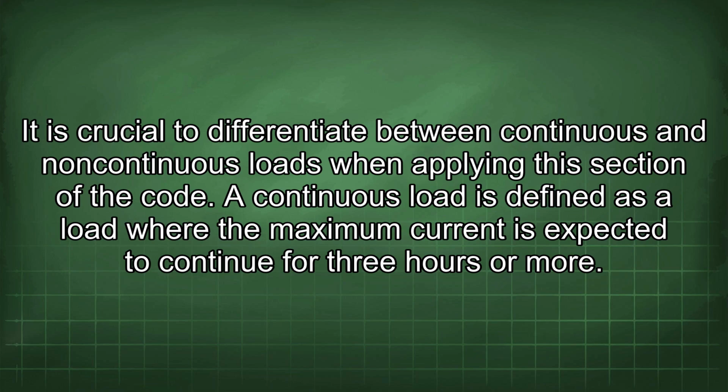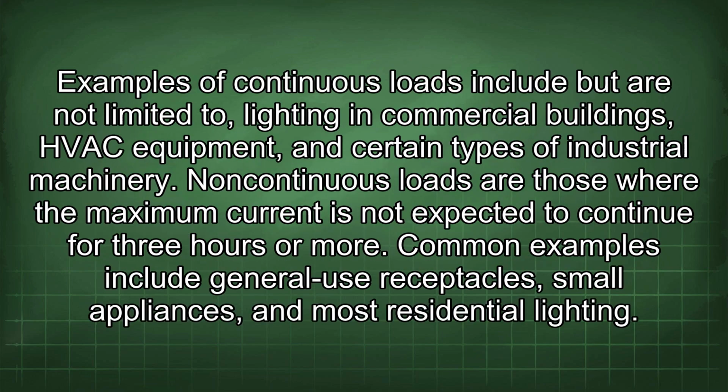A continuous load is defined as a load where the maximum current is expected to continue for 3 hours or more. Examples of continuous loads include but are not limited to lighting in commercial buildings, HVAC equipment, and certain types of industrial machinery. Non-continuous loads are those where the maximum current is not expected to continue for 3 hours or more. Common examples include general use receptacles, small appliances, and most residential lighting.